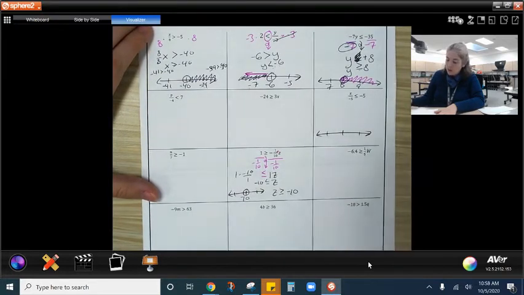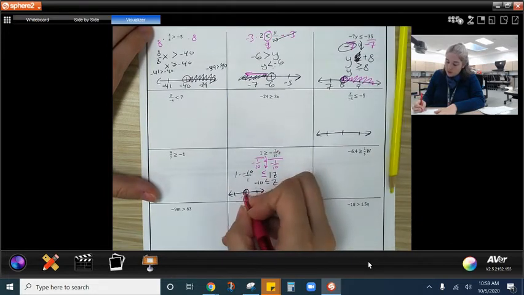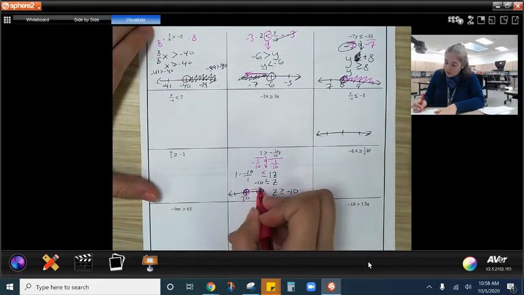So I'm going to start with my open dot. We have an equal to, so it fills in. And then I want to shade this direction.